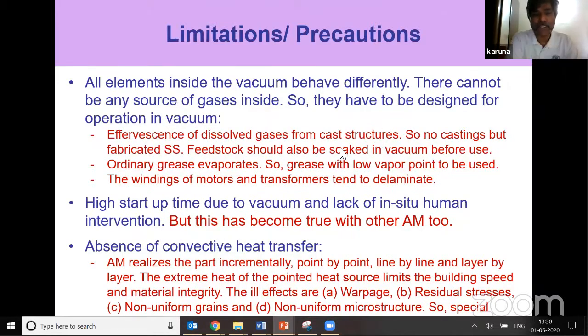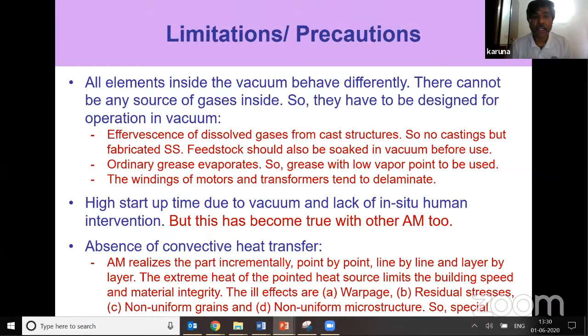One important limitation, as you all will appreciate, is the need for vacuum. I already mentioned that vacuum was a limitation in the past, but not anymore because the pumps have become powerful enough and cheap enough. And the vacuum helps in getting components without any oxidation. But vacuum has still some more problems. For example, you cannot have a casting inside.